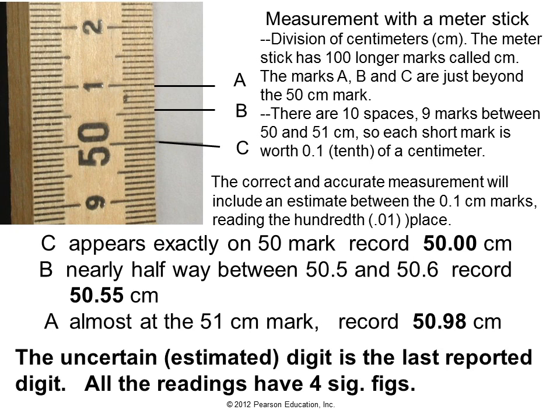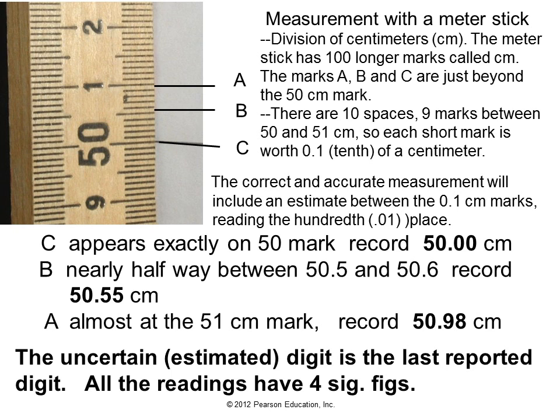Consider a meter stick. A meter stick contains 100 centimeters. The portion shown here is the part between 50 centimeters, 51 centimeters, 52 centimeters, and so on. There are 10 spaces, or 9 marks, between the 50 and 51 centimeters. So each short mark is worth 1/10 of a centimeter. The correct and accurate measurement with this meter stick will include an estimate of the distance between 1/10 of a centimeter, which would be in hundredths of a centimeter.